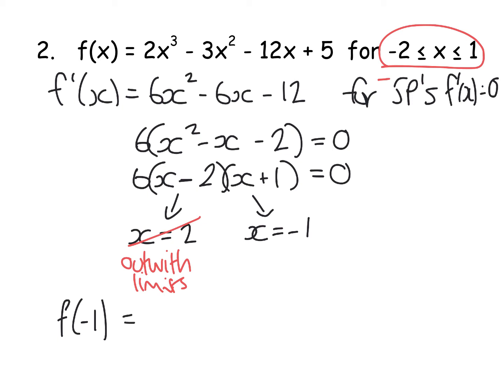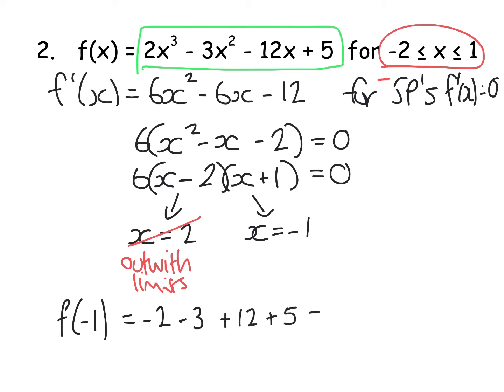So let's start with f of minus 1, the stationary point. If you plug minus 1 back into your original equation, so remember the original equation is this one here. I'm going to take it a wee bit at a time. So minus 1 cubed is minus 1, times 2 is minus 2. So we get minus 2. Minus 1 squared is just 1, so that gives us minus 3. And then minus 1 times minus 12 turns into plus 12, plus 5. Now I always do the positives first, that's 17 take away 5, which is 12.